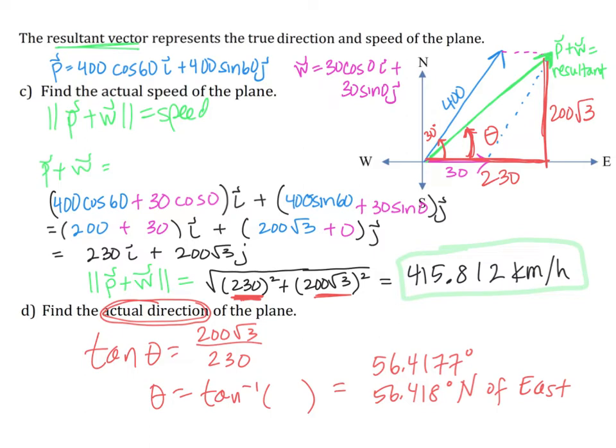So we're actually going 56.418 degrees north of east. Or maybe it's implied that if you write 56.418 degrees, that just implies you're starting from the positive x-axis and you're rotating that amount counterclockwise.